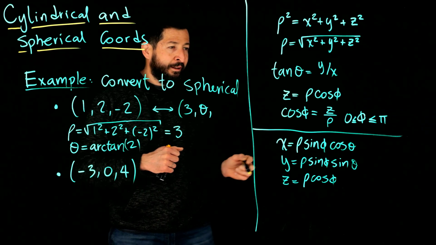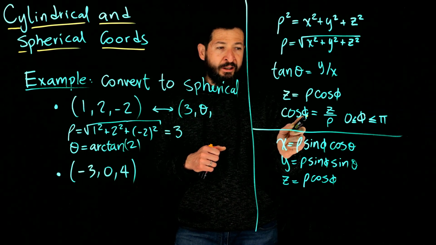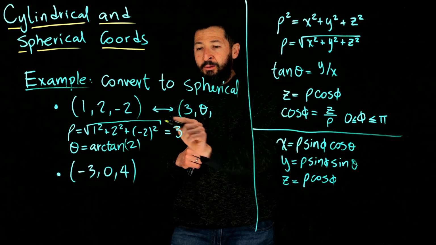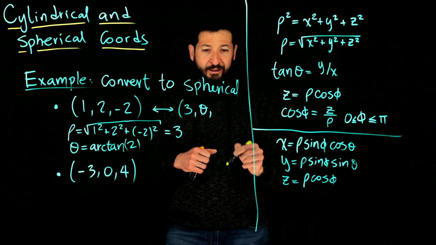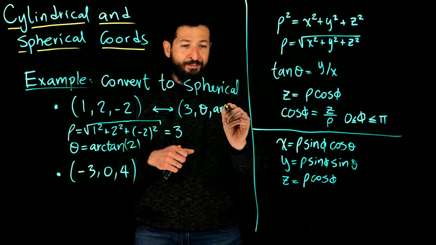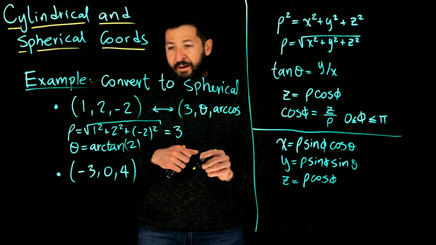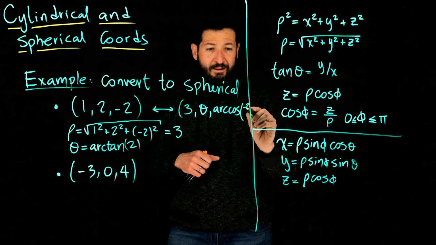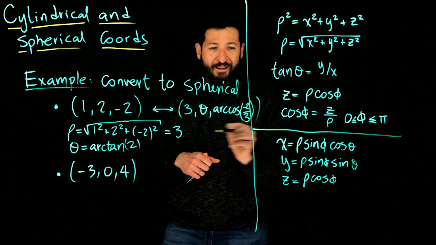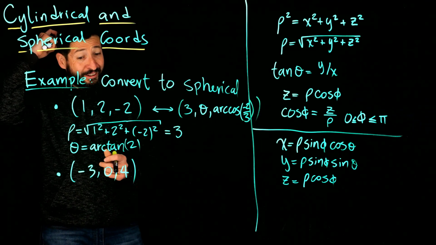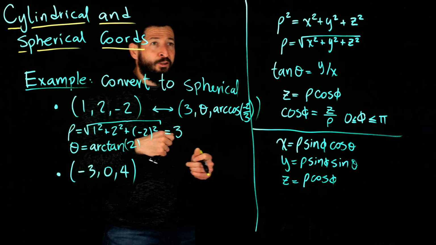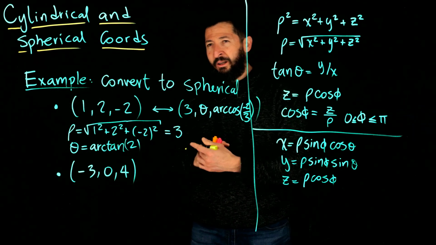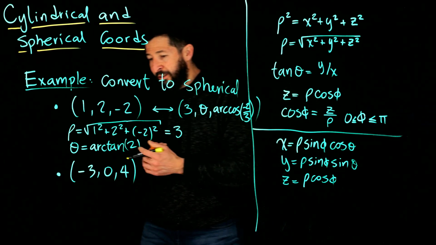And then to find phi, I have to do the arc cosine of z, which is negative 2, divided by 3. So this is going to be the arc cosine of negative 2 over 3. And sorry about my space there, I didn't quite fit it. But those would be your coordinates, of course plugging in the values that you obtain.